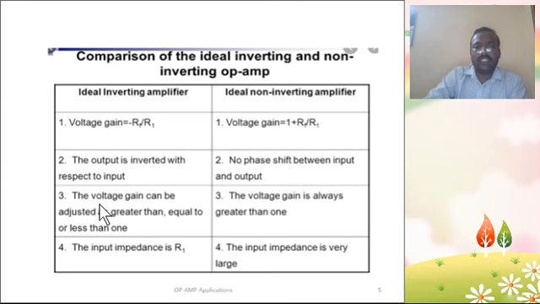The voltage gain of the inverting amplifier can be adjusted as greater than, equal to, or less than 1. The voltage gain of the non-inverting amplifier is always greater than 1. So this is very important. The input impedance of the inverting amplifier is Ri. The input impedance of the non-inverting amplifier is very large. So this is the basic difference between inverting and non-inverting amplifiers. This question is very important from the exam point of view. Thank you.